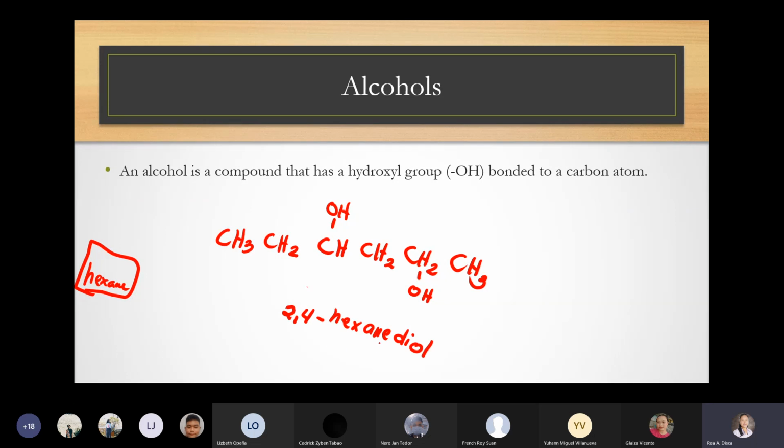Ma'am, bakit hexane yun yung ginamit natin? Kasi we have two what? Two oxygen and two hydroxyl group attached to our carbon group. Nakuha, class? Yes, ma'am.